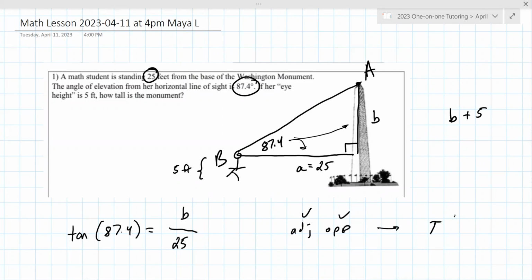That's the TOA, if you will. So this can be solved for B by multiplying both sides by 25 to clear this fraction. Go to your calculator, get a value for B, and then you're going to add 5 to it. Go ahead and put that in the calculator. Make sure your calculator mode is in degrees. It's a big thing here.